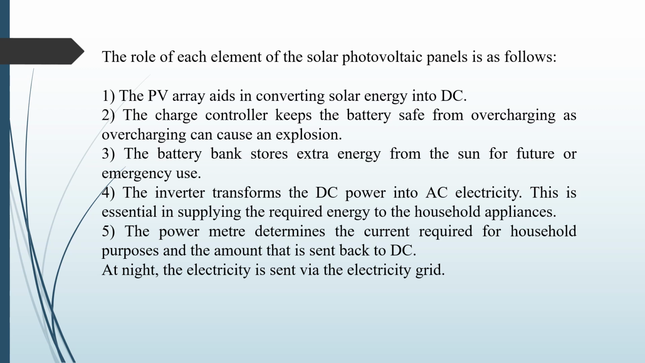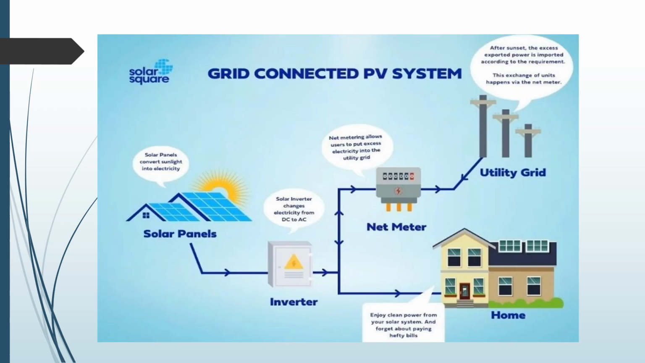The power meter determines the current required for household purposes and the amount that is sent back to the grid. At night, the electricity is sent by the electricity grid. So this is the picture of how it works.